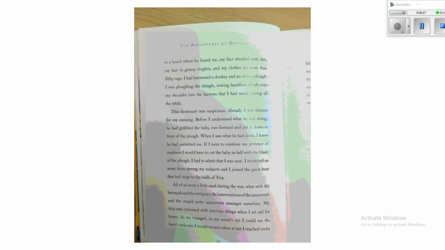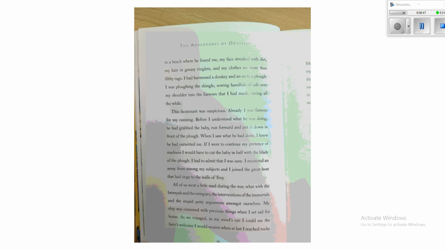Before I understood what he was doing, he had grabbed the baby, run forward, and put it in front of the plough. When I saw what he had done, I knew he had outwitted me. If I were to continue my pretense of madness, I would have to cut the baby in half with the blade of the plough. I had to admit that I was sane.